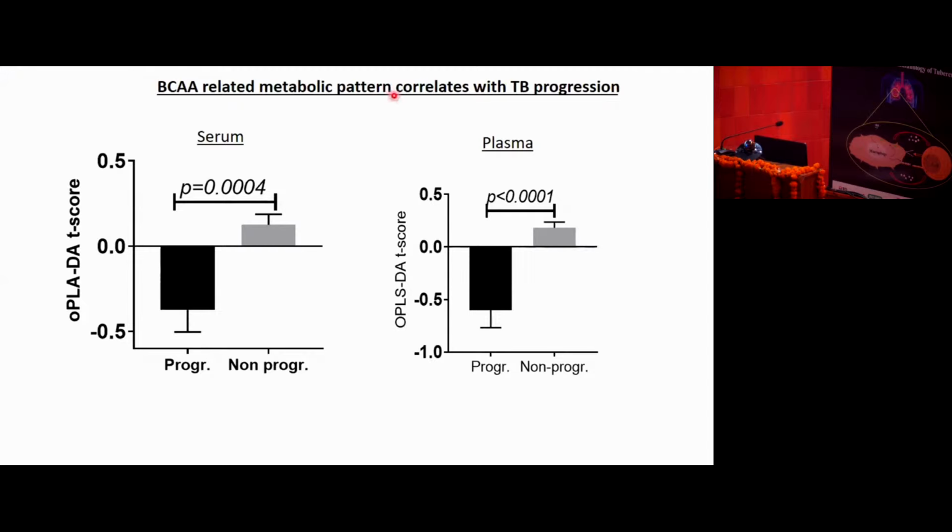The BCAA-related metabolic pattern can distinguish the progressor from the non-progressor, both in serum and plasma. That means we did a dimension reduction from the BCAA-related metabolites from the metabolic study. We chose only those metabolites, and when we did a dimension reduction with a score using OPLS-DA, it distinguishes progressor from non-progressor.